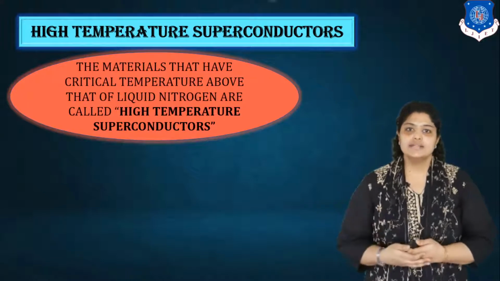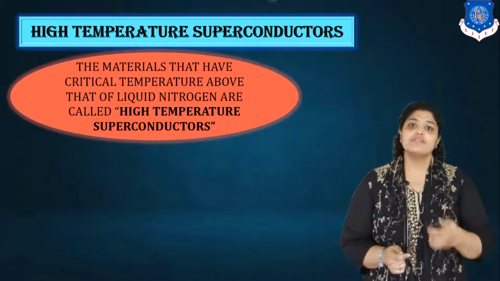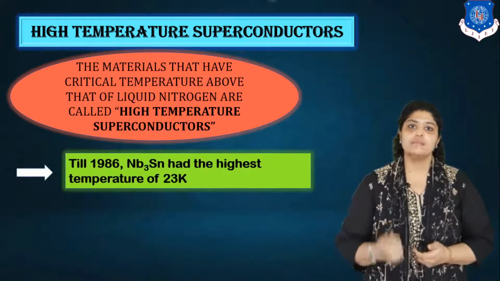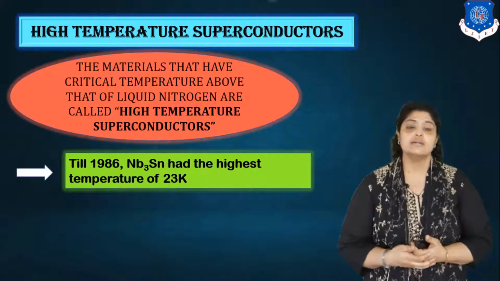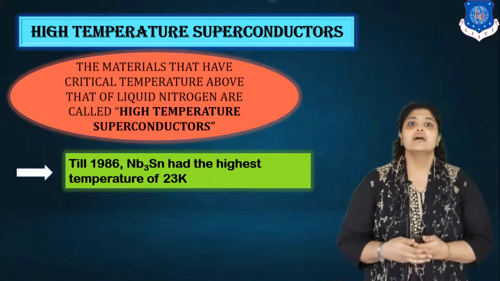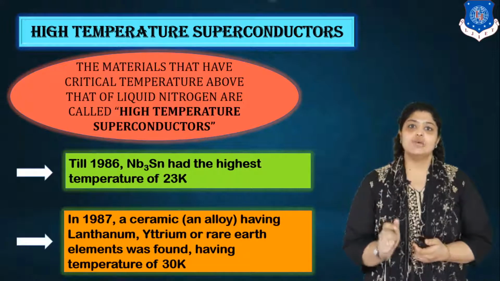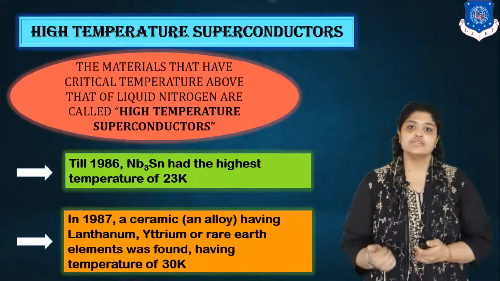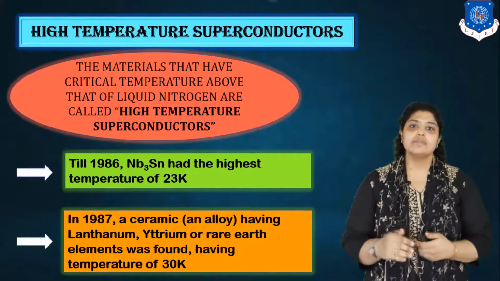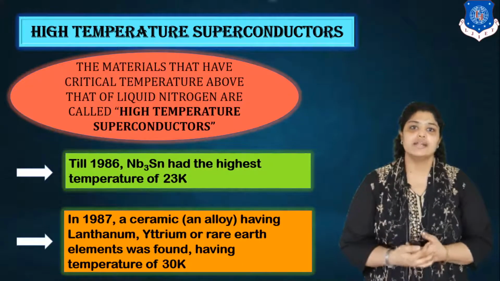Superconductivity was discovered in the year 1911. Till the year 1986, that is during the span of 75 years, there was an alloy of niobium and tin, that is Nb3Sn, which recorded the highest temperature of 23 Kelvin. One year later, in 1987, an alloy which consisted of lanthanum, yttrium and other rare earth metals was discovered, which had a critical temperature more than Nb3Sn. It had a temperature of 30 Kelvin.